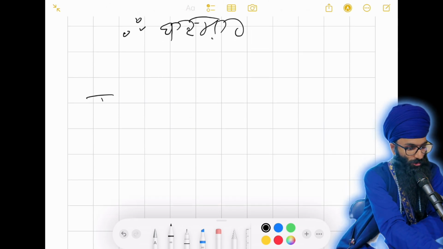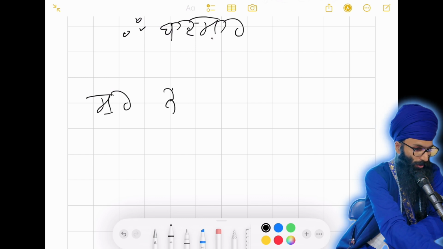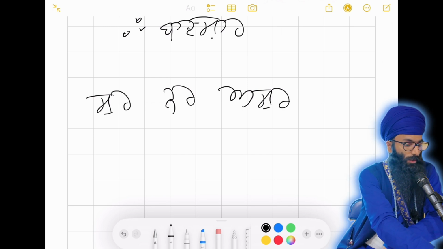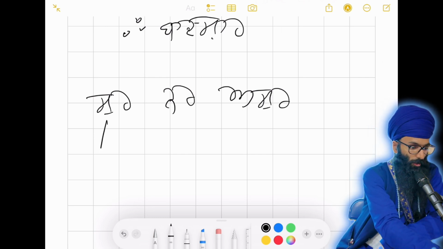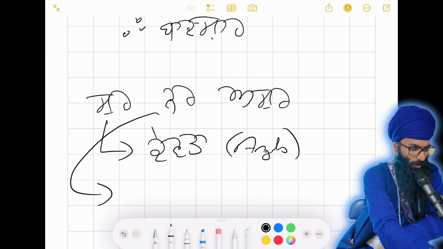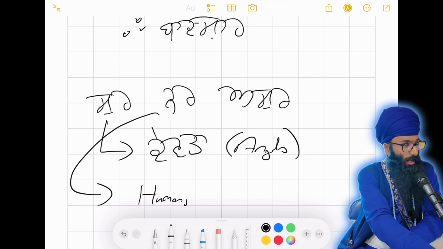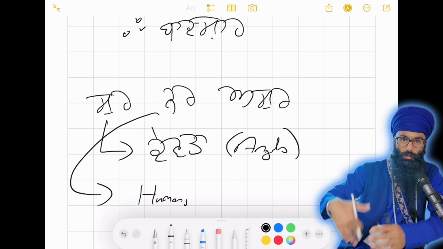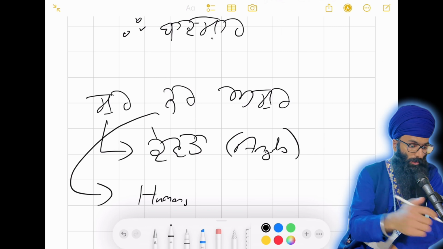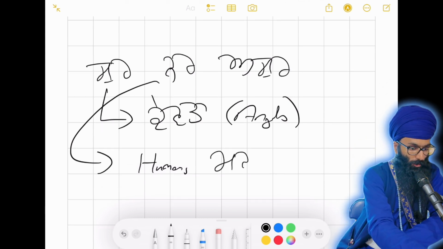Next word is Sur, Nar, Asur. Okay? Sur, Nar, Asur. Sur means Devta, angels. Nar means humans. And again, this vocabulary you're learning, it's going to help you everywhere in Gurbani. So wherever Sur comes up in Gurbani, you'll know it means Devta. Wherever Nar comes up, you'll know in Gurbani it means Nar, Manuk, human. Manuk. Okay, Punjabi.